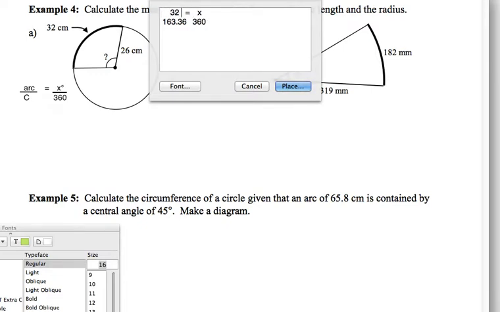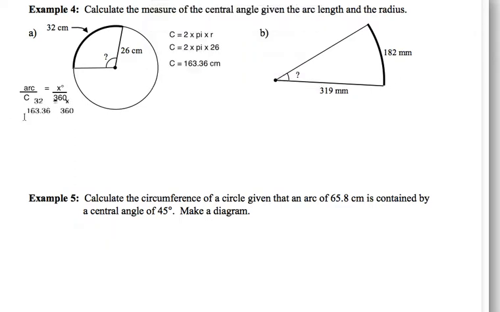Let me just make this look a little bit easier to understand. Arc over circumference equals x over 360. And again, little fraction lines so we know what we're talking about. Once I've got it set up like this, in order to find x, there's really only one step left to do, and it's one that you guys know really well by this point. That's the fish method, right? I take the number that's opposite the one I'm looking for, I multiply it by 32, I divide by 163.36, and that'll give me x.